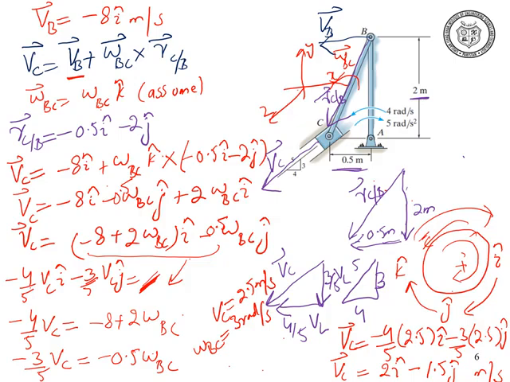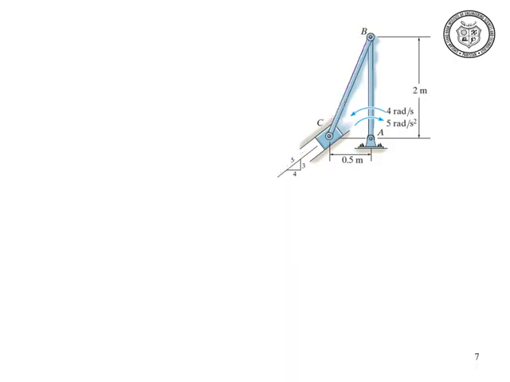This is the first part of the numerical, in which you have to find the velocity for the slider C. In this case we find both the absolute velocity and angular velocity for the slider C. The angular velocity is found to be 3 radian per second, while the absolute velocity in vector form is 2I minus 1.5 J, and in magnitude it is equal to 2.5 meter per second.